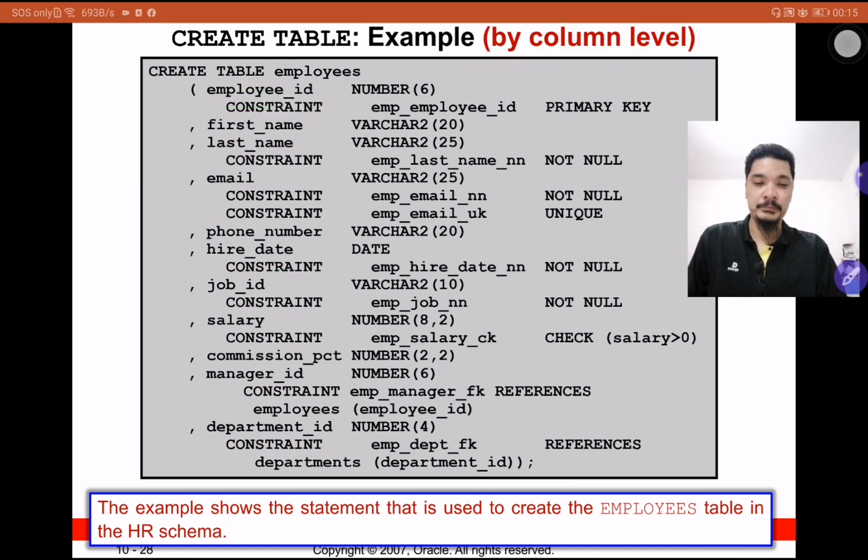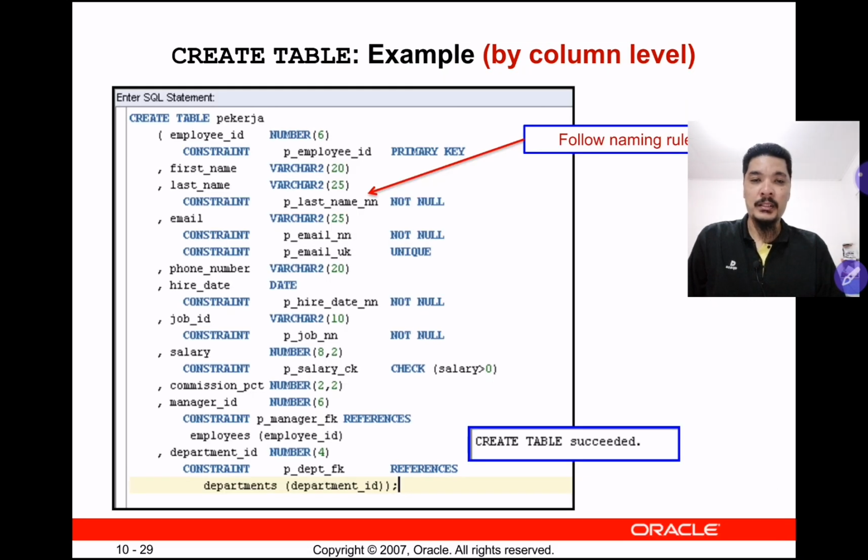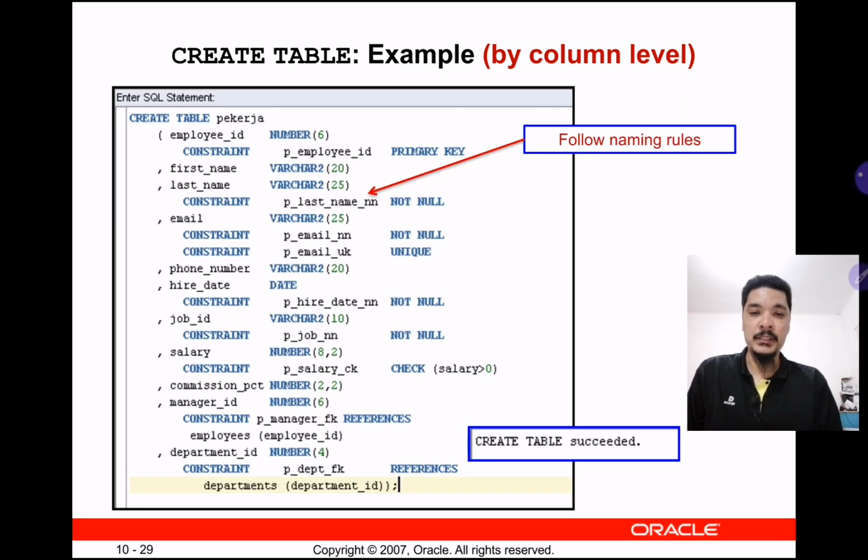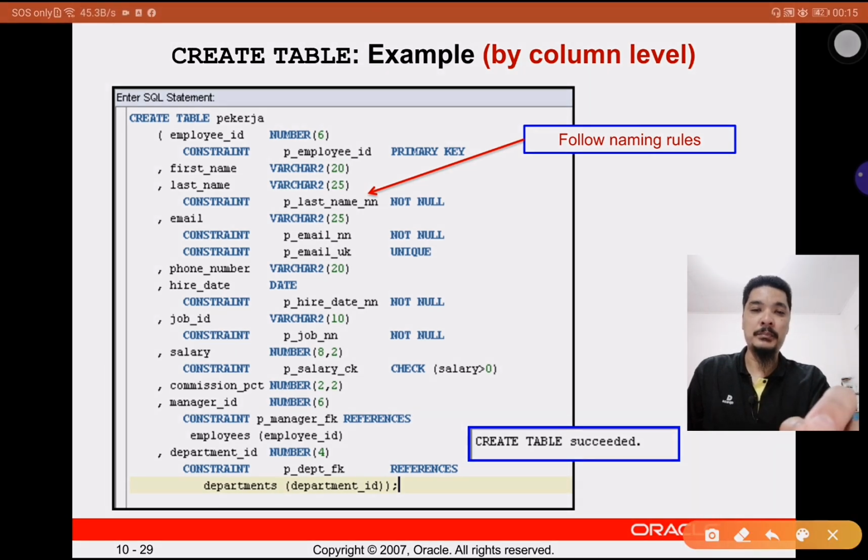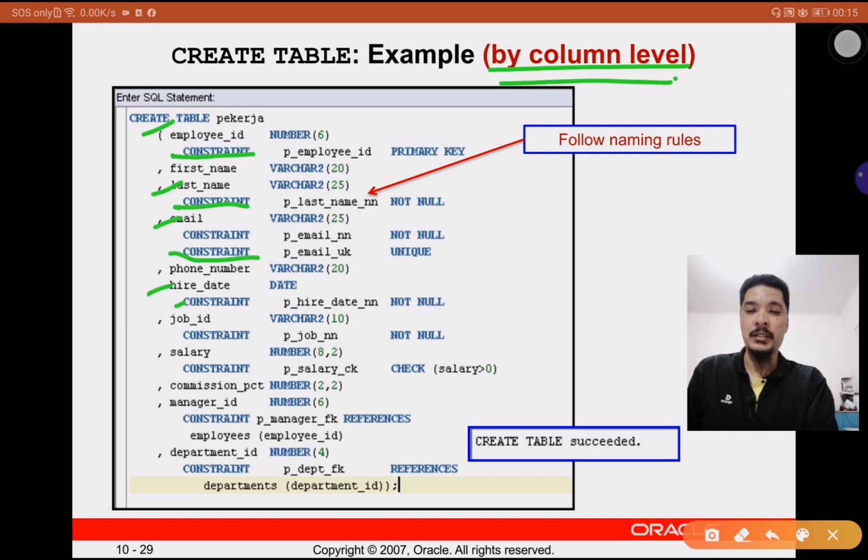Okay, next. This is another example of column level. This is the column, this is the constraint. This is the column, this is the constraint. This is the column, this is the constraint, until finished. Okay, next.